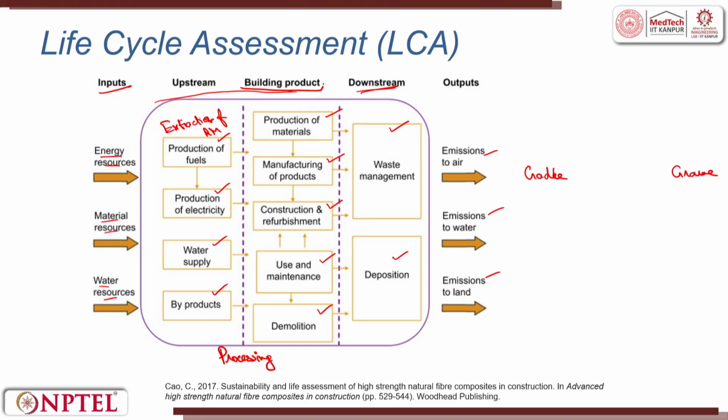Then comes the building product part, where we treat the materials as per a requirement, certain heat treatment. Aluminium is mixed with other metals to develop alloys. Those alloys are used here, and manufacturing of the products is the major concern of our course here. When manufacturing is happening, all the processes that we have studied in the previous weeks, we use those here. And then construction, refurbishment, use and maintenance, demolition. I'll come to this one by one.